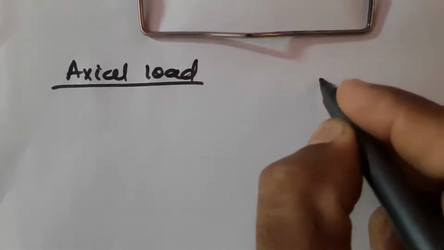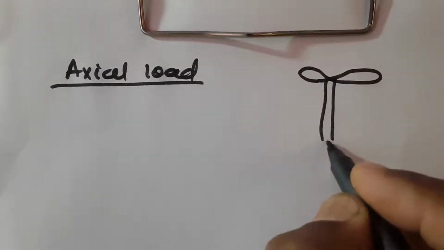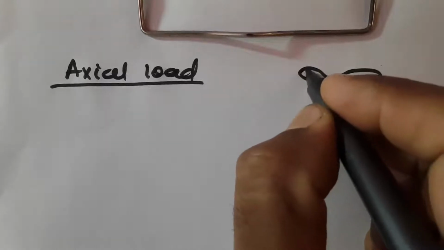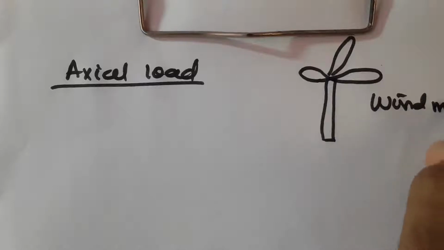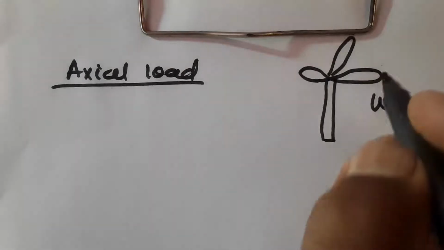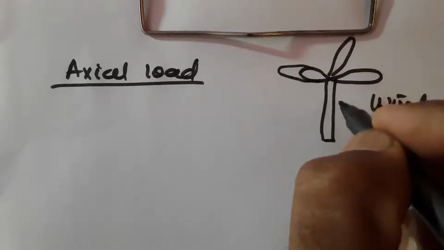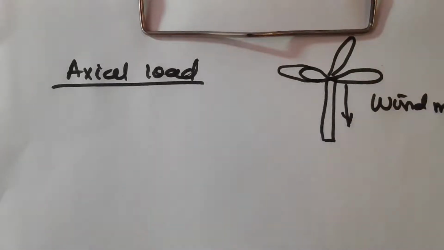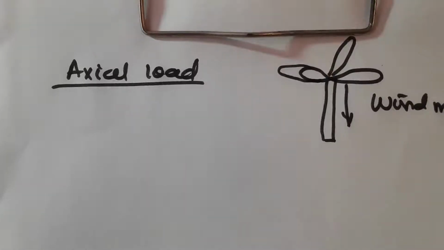Also let us talk about the axial load. In axial load, you consider a vertical shaft of a windmill, and this is the blade of the windmill. When the blades are too heavy, maybe 10 meters, 15 meters in length, when they are rotating, it will produce a vertical load. So the axial load on the shaft, sometimes you will get the axial load as well.